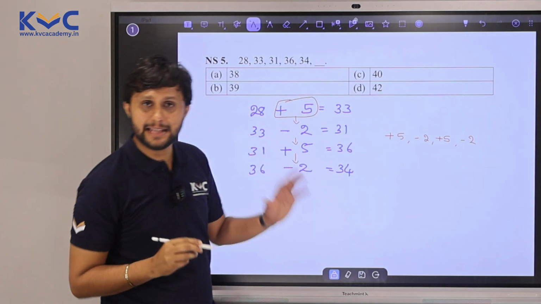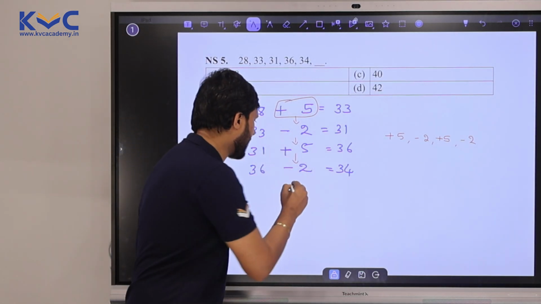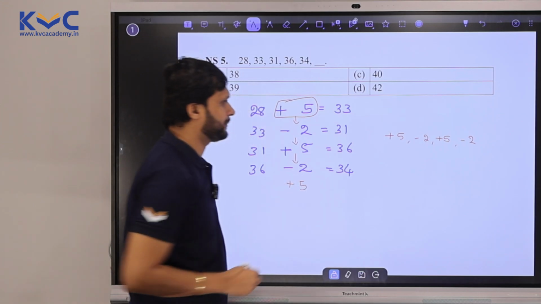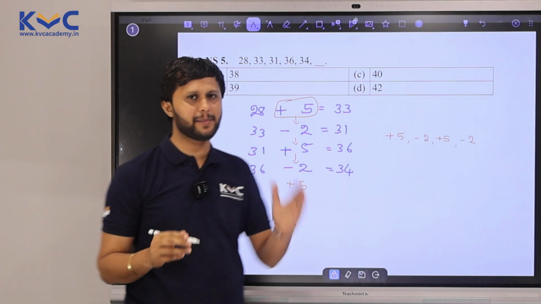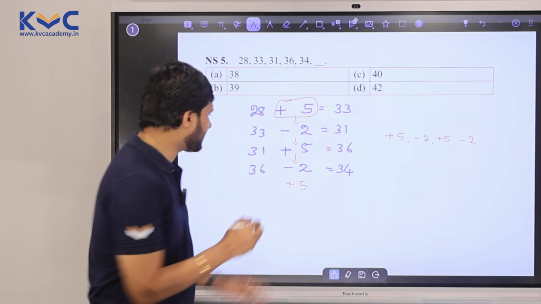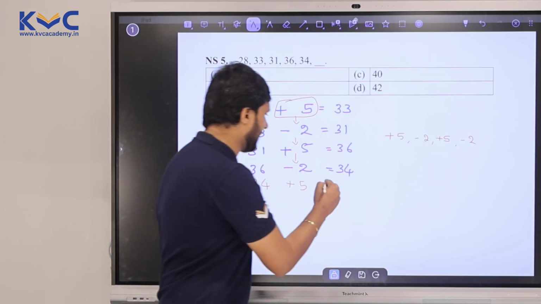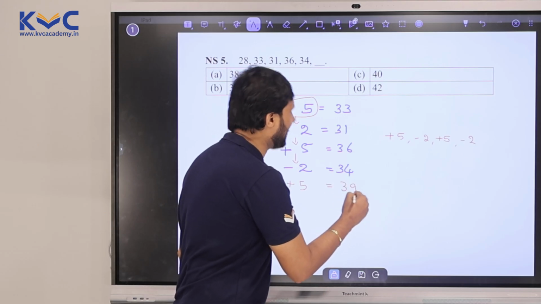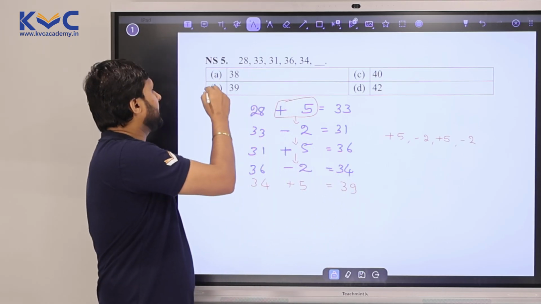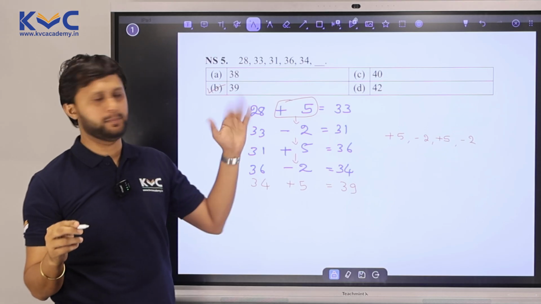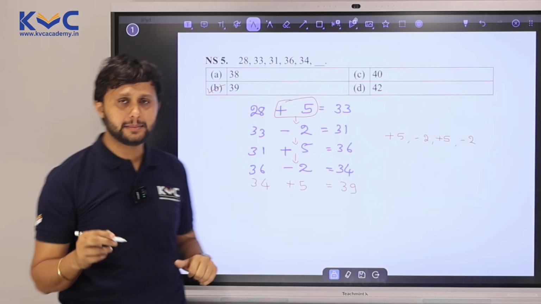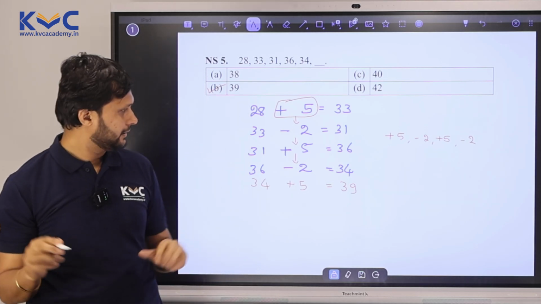So in that case, what should we do? The next one should again be plus 5. Continuing the sequence, plus 5 minus 2, plus 5 minus 2. So the last number was 34. 34 plus 5 is equal to 39. Do we have that? We do have 39, which is given in option B. Answer is B, 39. Great.